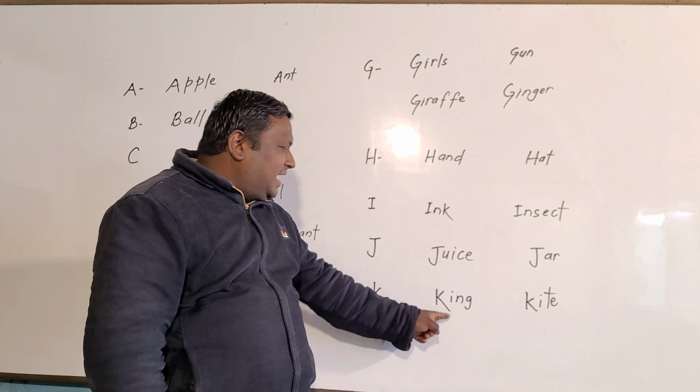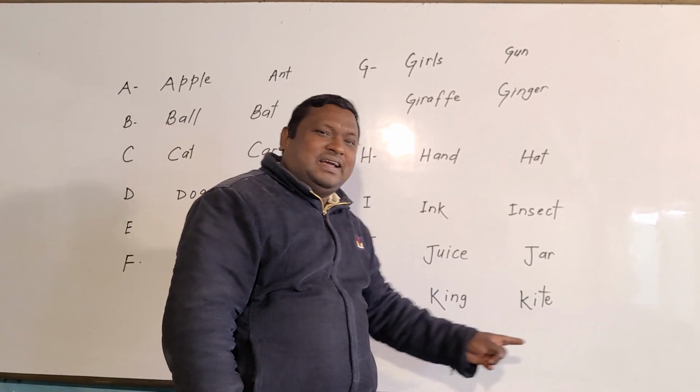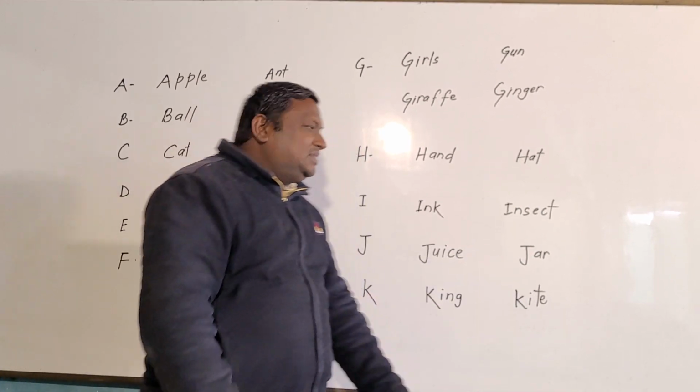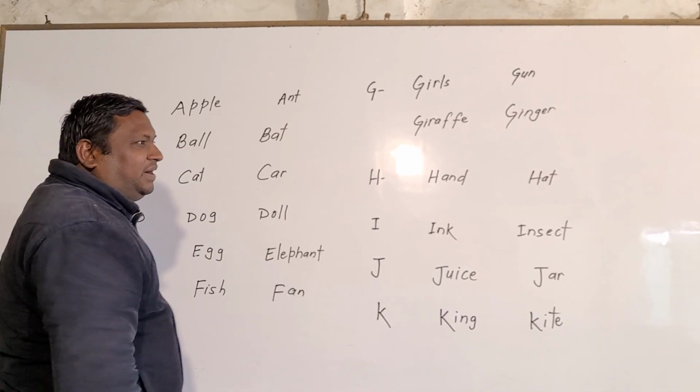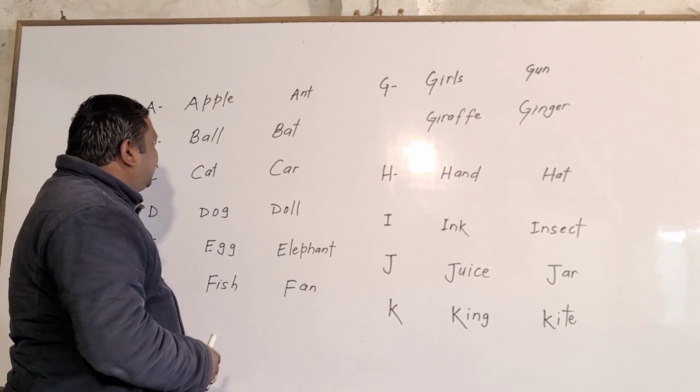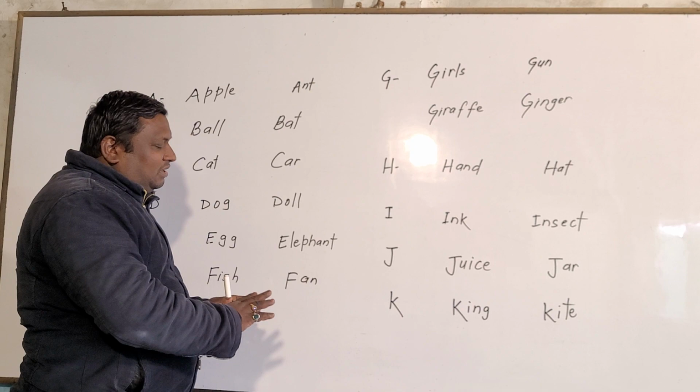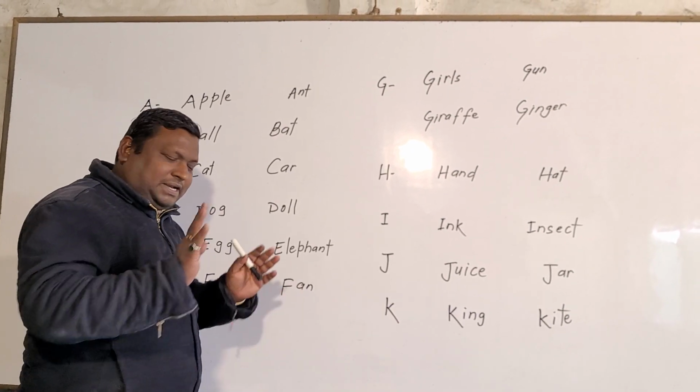K for king and K for kite. K K K. Right? This is a phonic song of alphabet, or alphabet phonic song, whatever you say. Now I rub this board and I will write from L to Z, right?